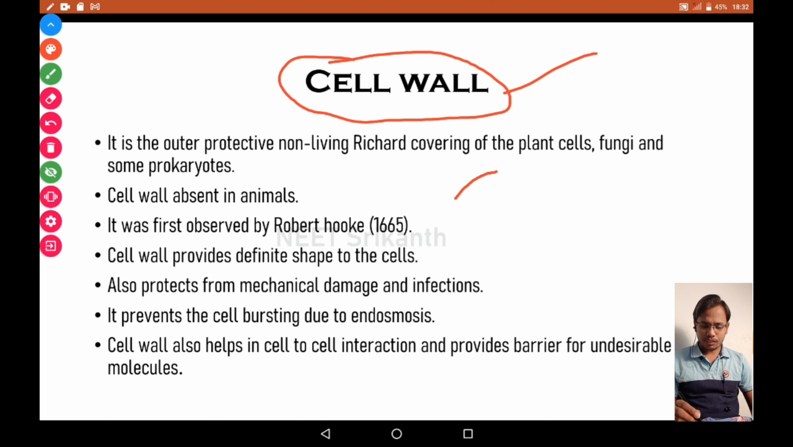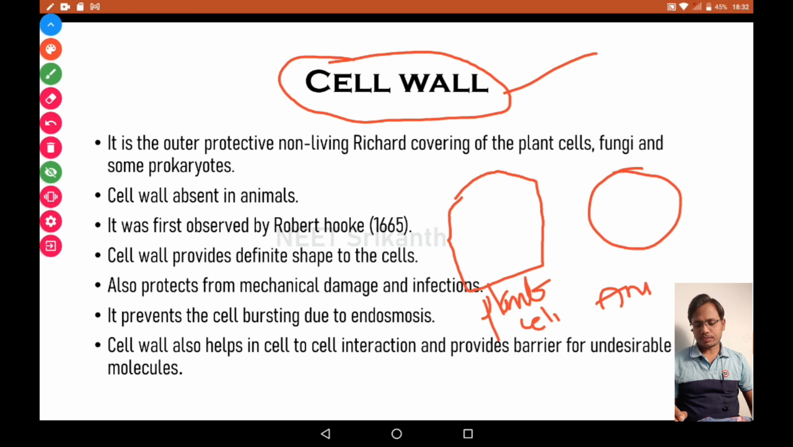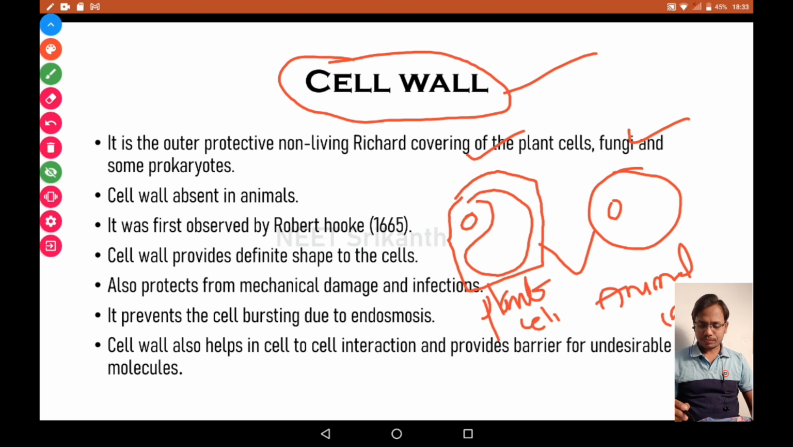For example, I am going to draw a rough diagram of the plant cell. This is a plant cell and this one is an animal cell. This is the plant cell nucleus and this one is a large vacuole, and this is the animal cell nucleus. Both plant cell and animal cell are covered by PM or CM, nothing but cell membrane.